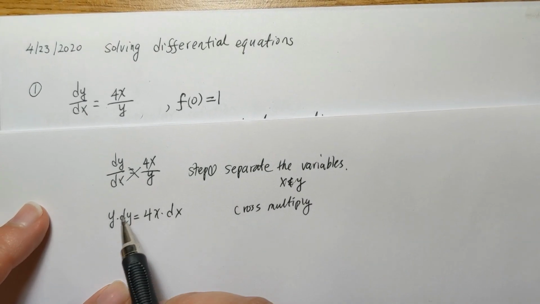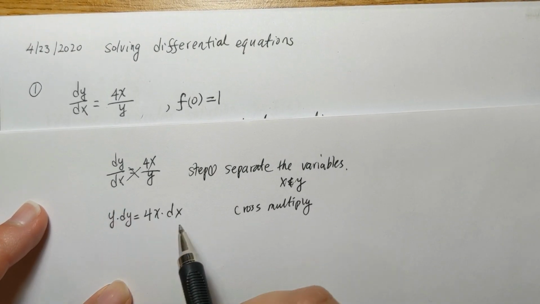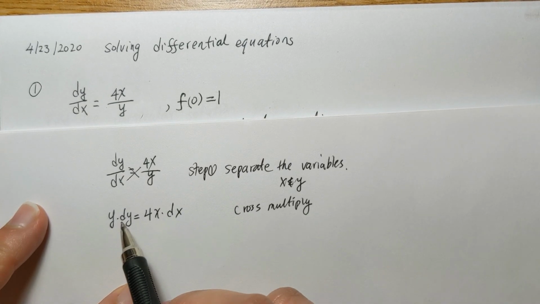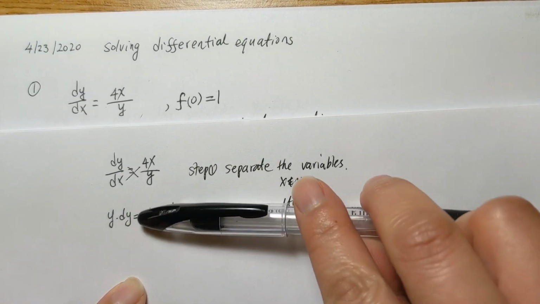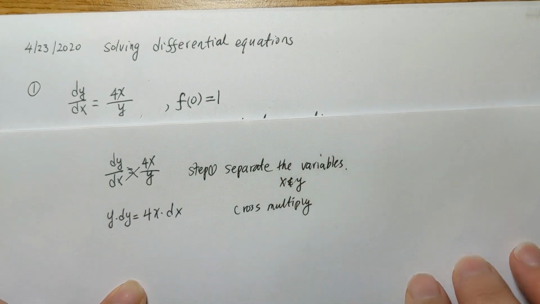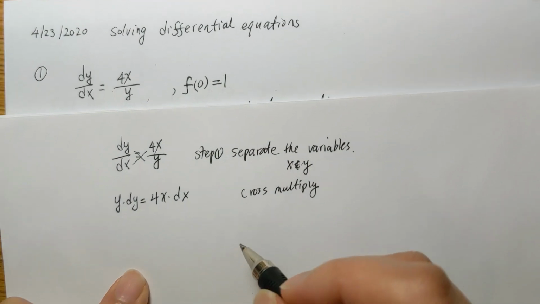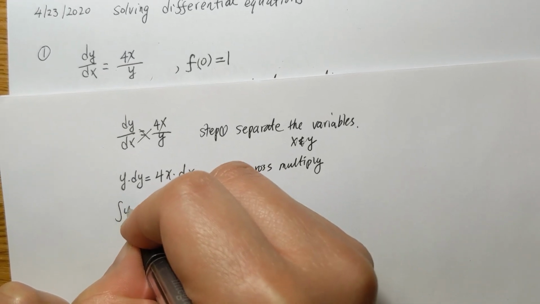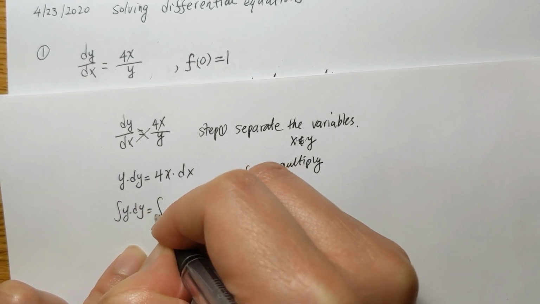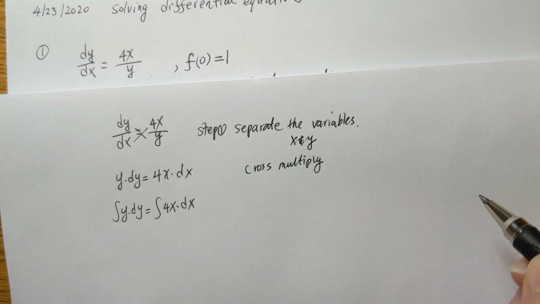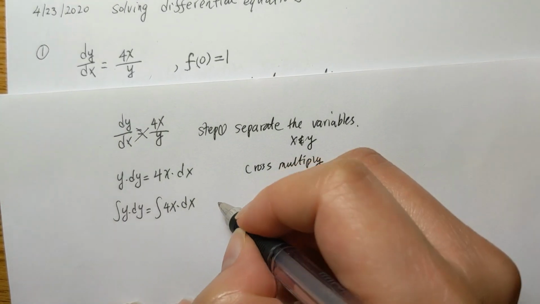One more time, you have to have all the same letter on one side and the other on the other side. See that y, dy, x, dx, they have to be separated. They cannot be together. The y and the x are totally separated. Next step, we're going to use the integral symbol. So now we are going to integrate.